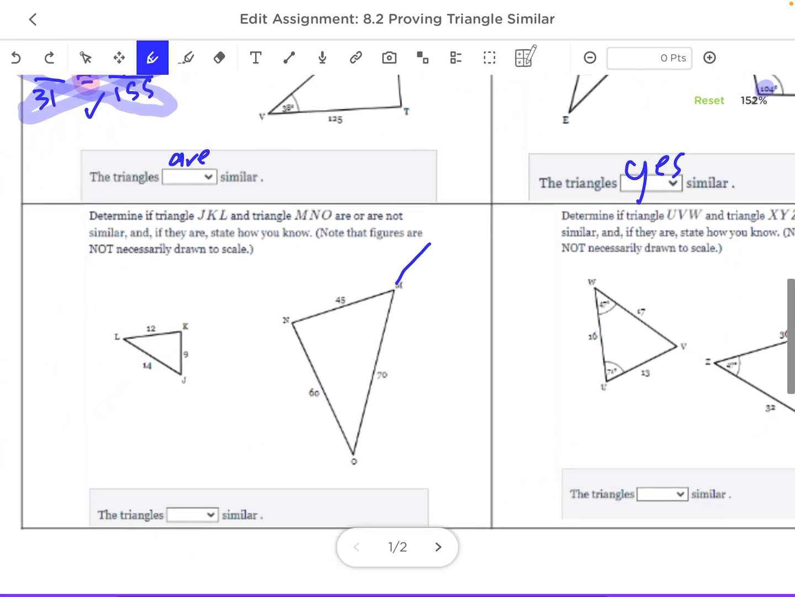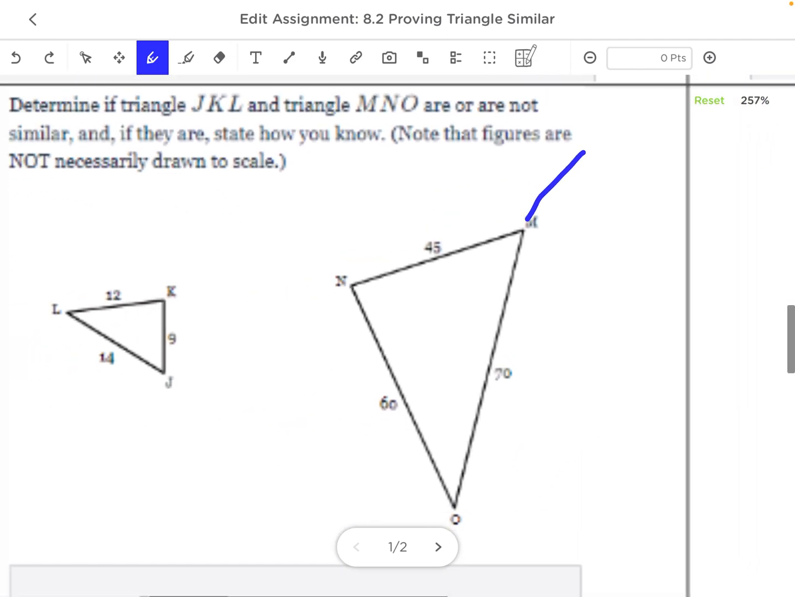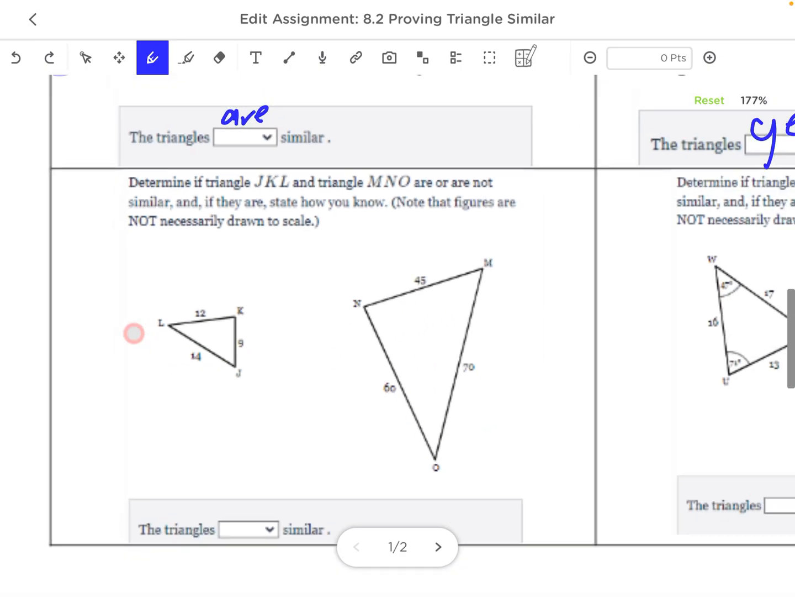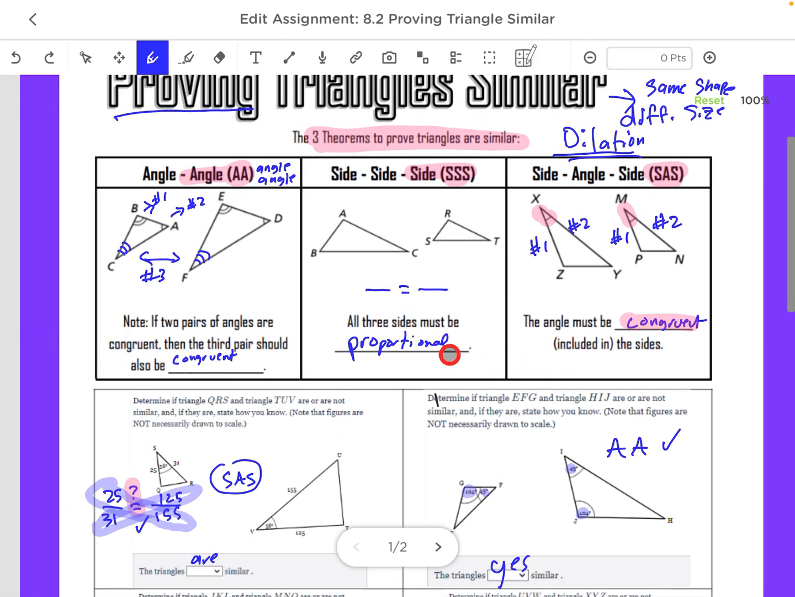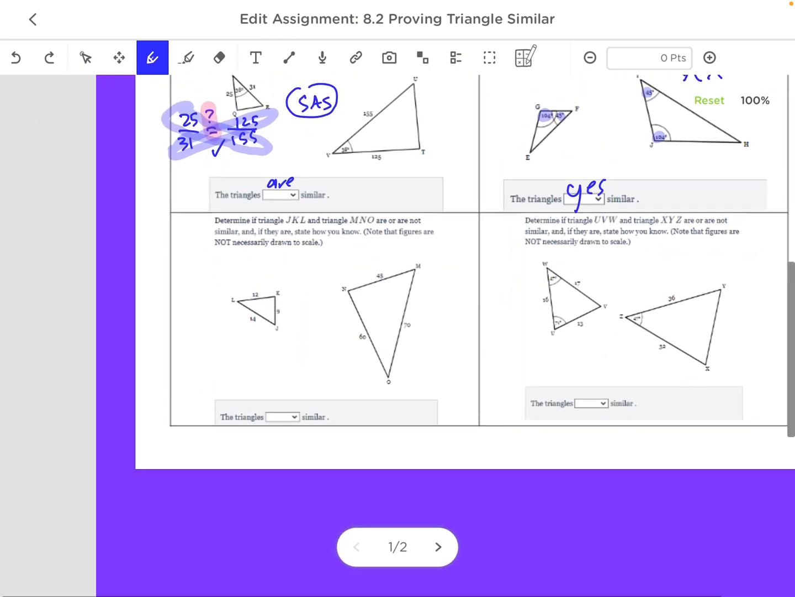All right, next, let's look over here. Are these both similar? Well, let's look. We have three sides, side, side, side. We said we could tell if they are all proportional. So actually, we want to see like that, so all three pairs are proportional. So let's check it out.